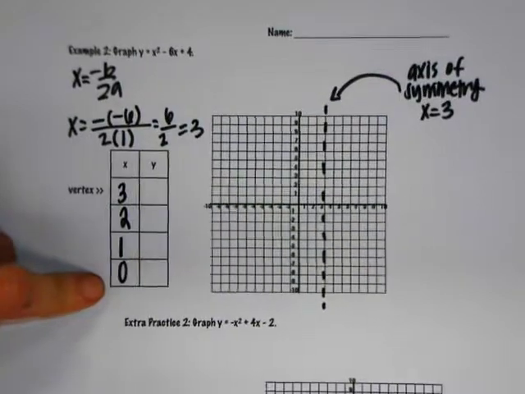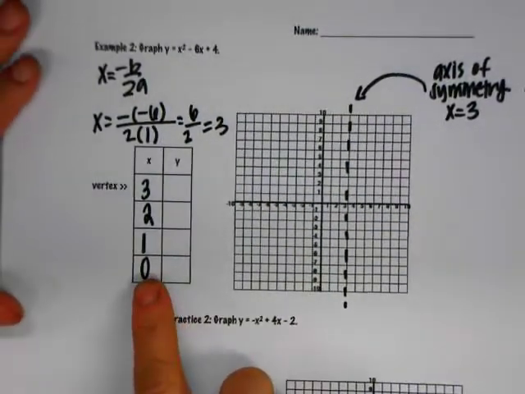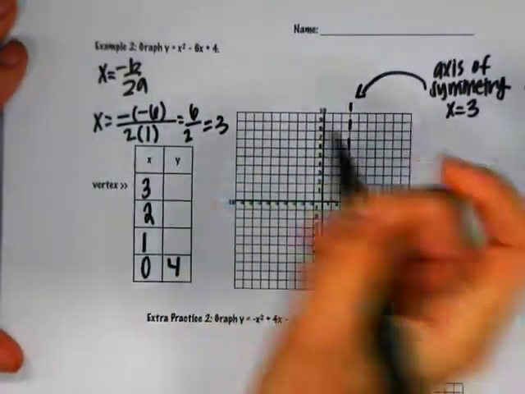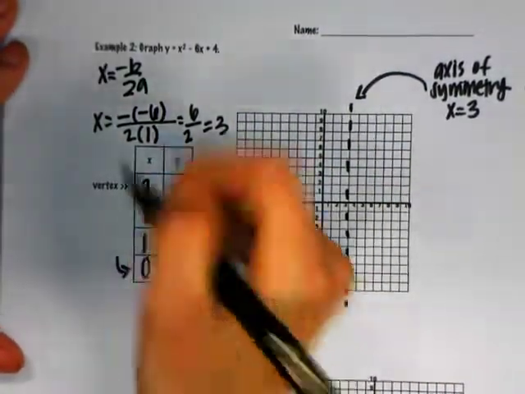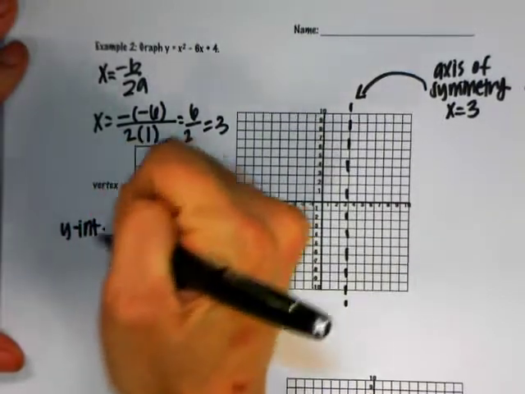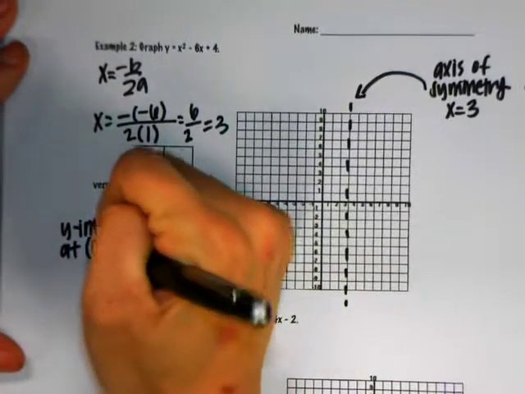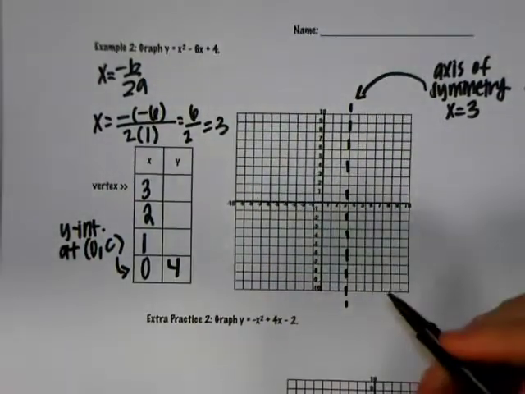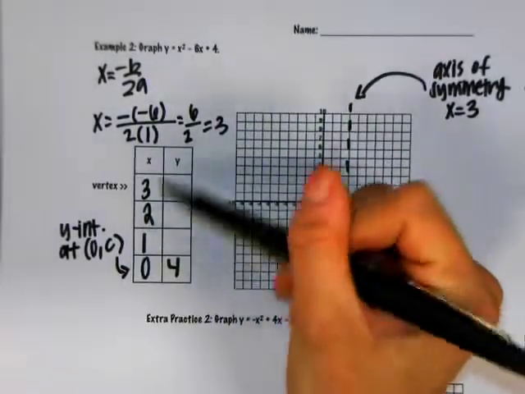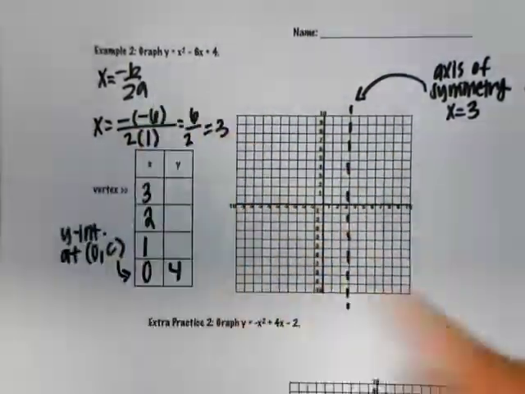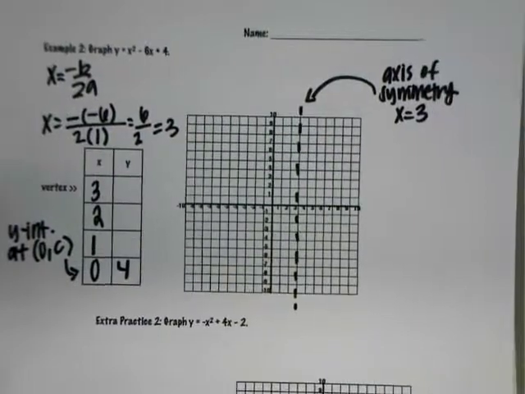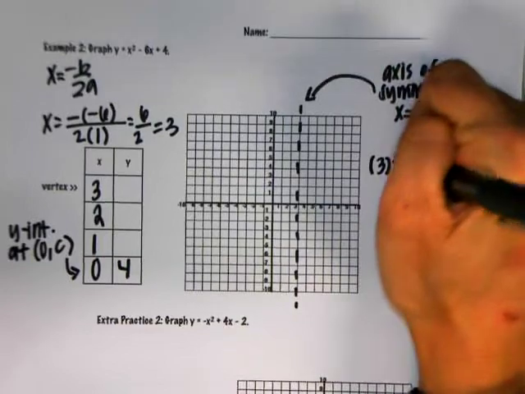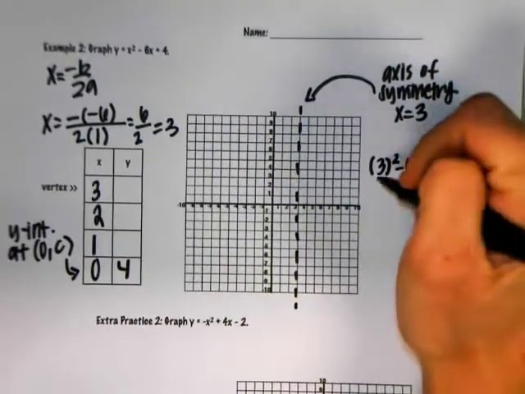For 0, remember your y-intercept is always (0, c). So what's c here? 4. So you know that's a free point. It's always (0, c), whatever the c value is. Then, in your calculator, plug each of these x's in to get the y values. So you would do 3 squared minus 6 times 3 plus 4. And then the same thing for 2 and 1.